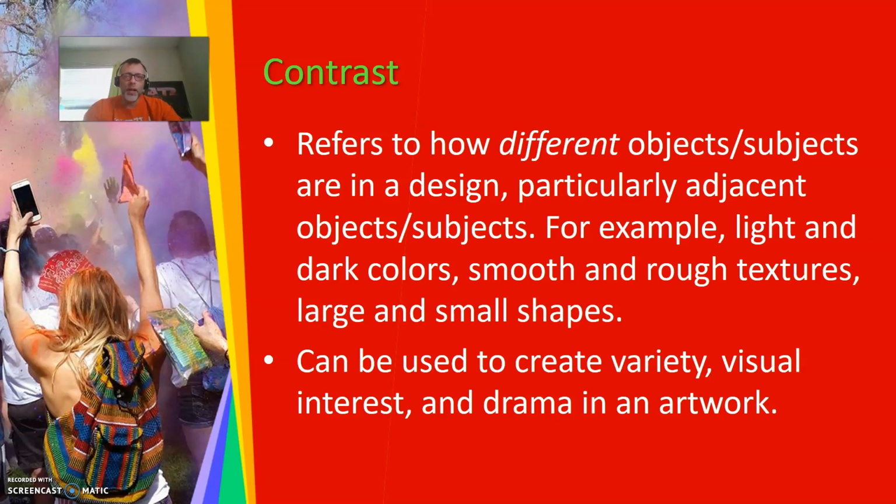particularly adjacent objects and subjects. For example, light and dark colors, smooth and rough textures, large and small shapes. Right? So we want the things that are right next to each other, even though they might be the same thing, we want them to be slightly different. Okay? This can be used to create variety, visual interest, and drama within an artwork.